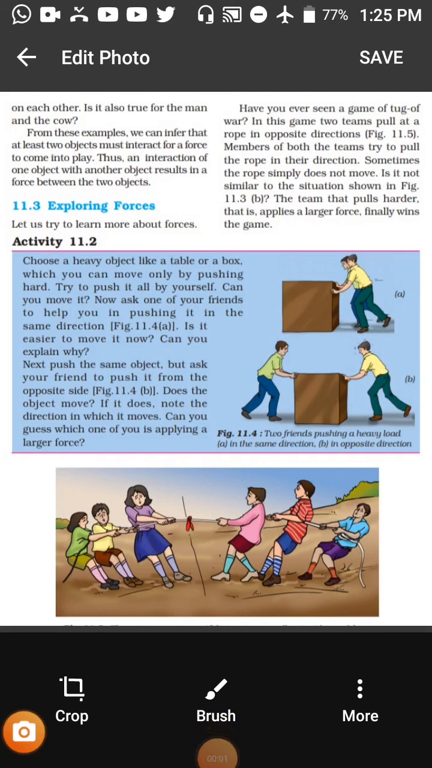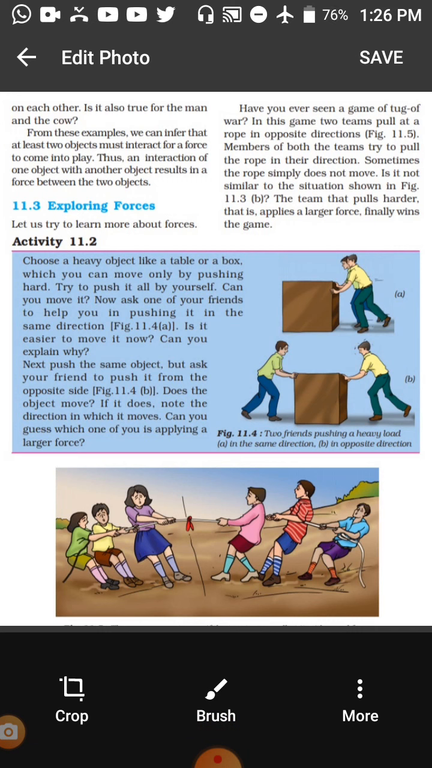What we have read from the two examples which were given about tug of war and pulling of the two girls, we can conclude that at least two objects are required for a force to come into play. An interaction of one object with another object results in a force between the two objects. So minimum two objects are required for force to act.